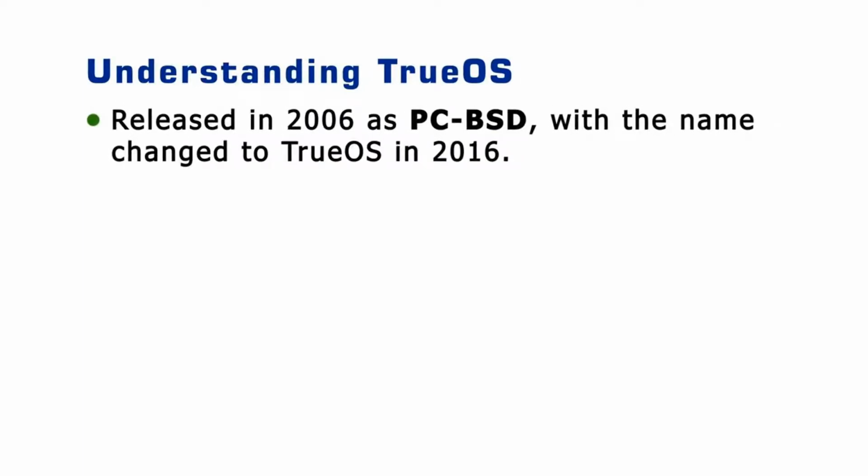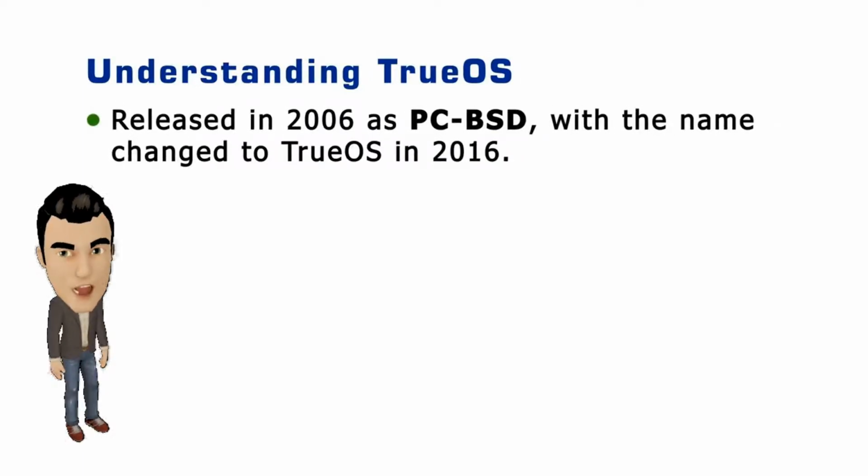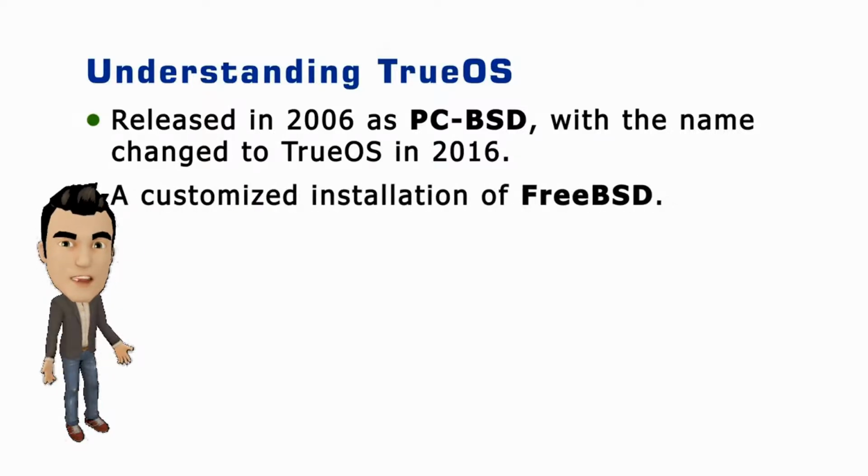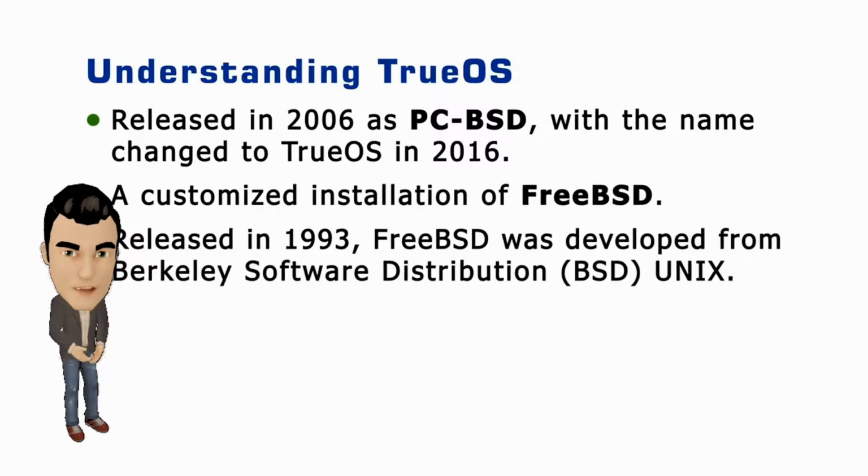TrueOS has a rather complex backstory and was first released in 2006 as PC-BSD, before having its name changed to TrueOS in 2016. TrueOS is a customised installation of the FreeBSD operating system, which in 1993 was developed from the Berkeley Software Distribution, or BSD, version of Unix.